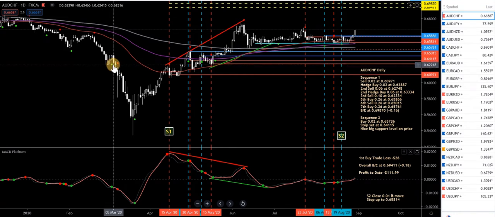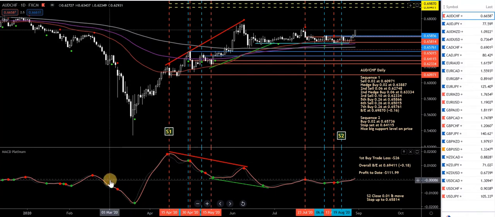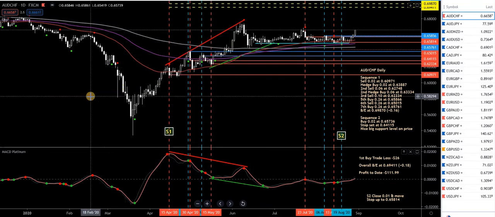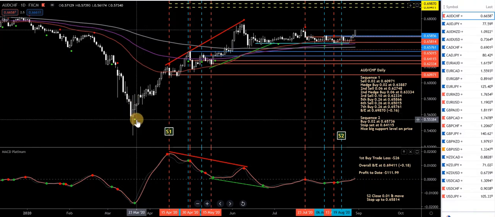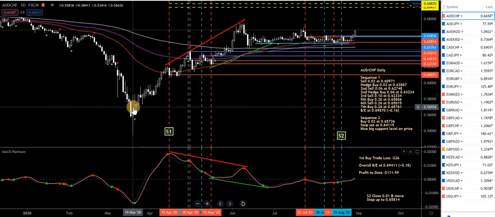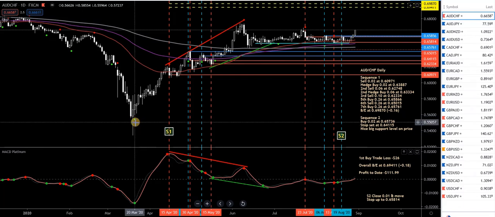That's the QMP filter. It's just a combination of the MACD Platinum, which is this indicator here, which is just a zero lag MACD, and also the QQE Advanced, which is not displayed on the charts because I don't need it, but it'll be in my watch list somewhere. So when the QQE and the MACD Platinum are in sync, it creates these dots on the price chart. Just makes things a lot easier, more of a visual aid than an actual indicator itself. It's a combination of 2 indicators.